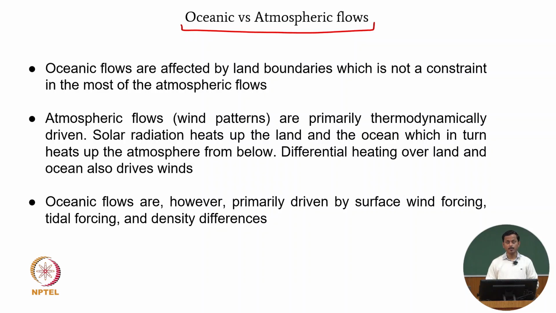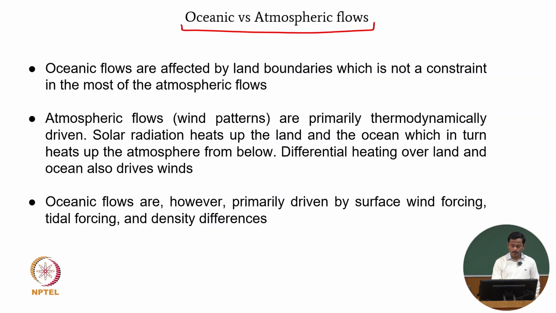We know that geophysical fluid dynamics comprise both atmosphere and ocean. So the oceanic flows are affected strongly by land boundaries, which is not a constraint in most of the atmospheric flows. As you could see, the atmosphere is of hundreds of kilometers, and it flows over the Earth's surface, whereas the Earth's surface has undulations which are very small as compared to the total height of the atmosphere. Whereas oceanic flows are bounded by continents, by countries, so by land masses, and hence they are strongly affected by these boundaries.